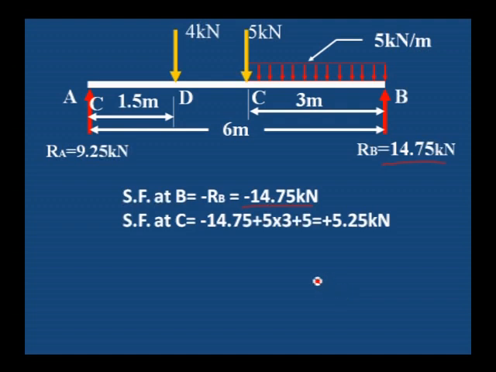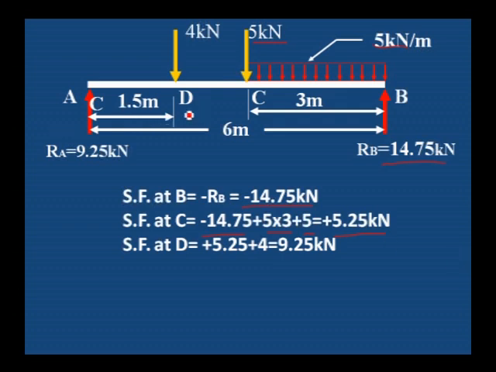Shear force at C: minus 14.75 is the previous value, plus 5 kilonewton per meter into 3, 5 into 3, plus one point load is there, that is 5. Total is plus 5.25 kilonewton. You can observe here, at B it is minus 14.75 and it changes to plus 5.25. In between C to B, there is a change of shear force. It is negative to positive.